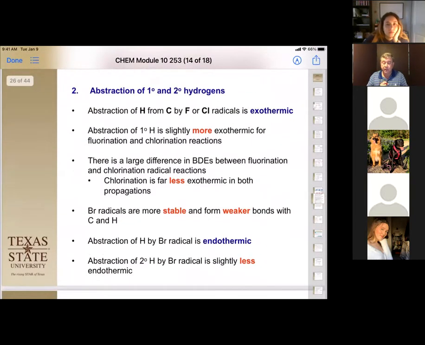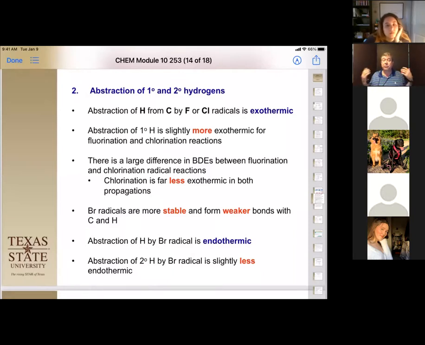So let's talk about location, okay? The abstraction of the hydrogen by the fluorine and the chlorine is extremely exothermic. In bromine, it's slightly endothermic. Okay, so that means the primary hydrogen abstraction is more exothermic in fluorination and chlorination reactions. Therefore, we're going to get a higher amount of it. The larger difference between those bond dissociation energies means that chlorination is less exothermic for both primary and secondary carbon radicals, or the abstraction of those primary and secondary hydrogens.